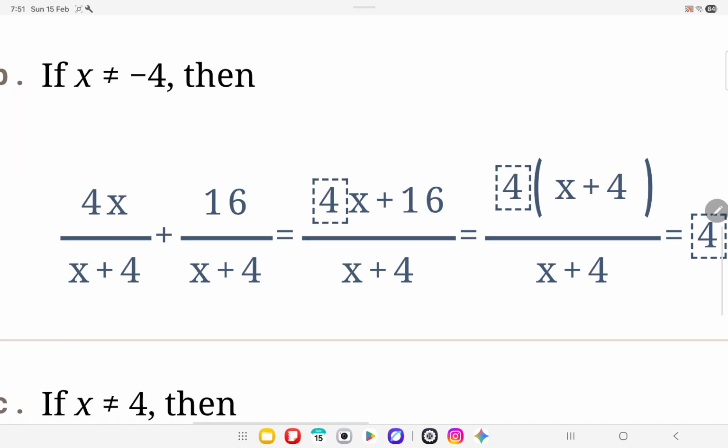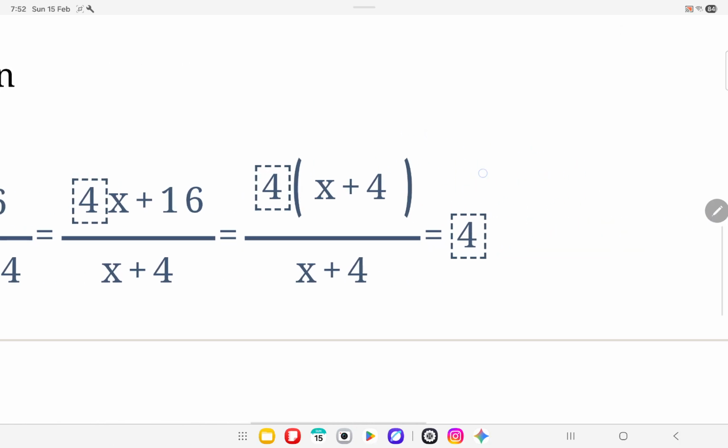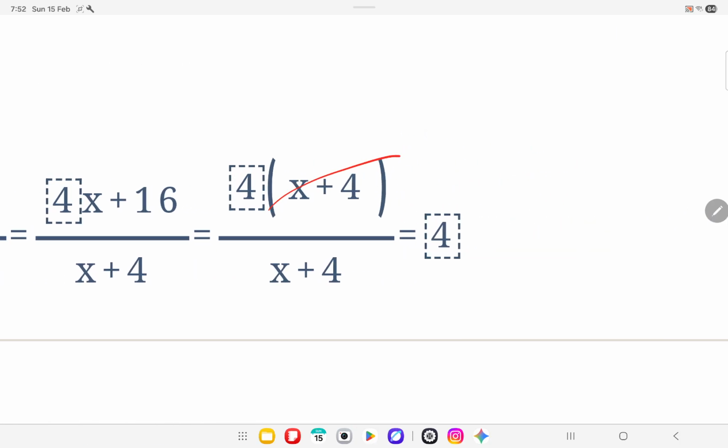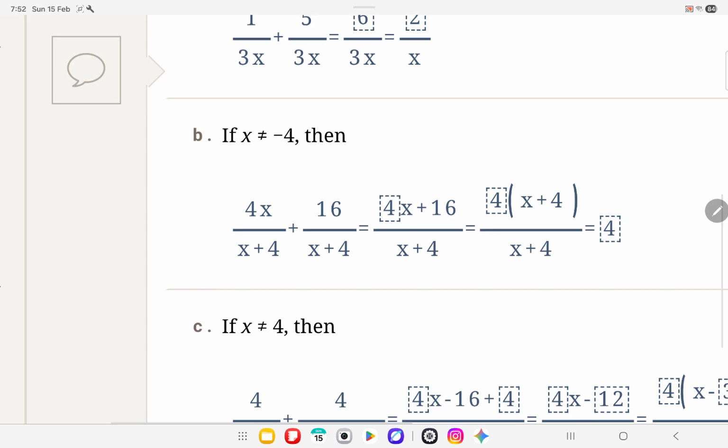Here they just put them together. They did 4x plus 16, and they took the common out and they made it 4 times x plus 4. Now after they took the common out, they cancelled the similar things, which is x plus 4 and x plus 4. They cancelled them and they found 4. So again, they just combined them, took the common out, and then cancelled.